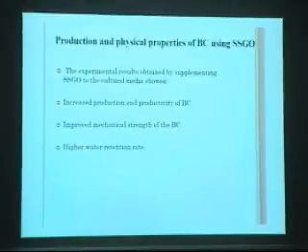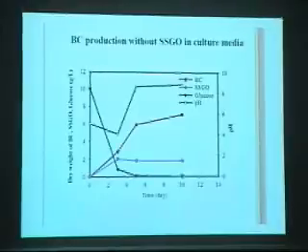The results obtained by supplementing SSGO to the media show that we get increased production and productivity of bacterial cellulose, improved mechanical strength of BC, and a higher water retention rate. This is the data when we get the bacterial cellulose in the media which do not contain SSGO. This is the control system.